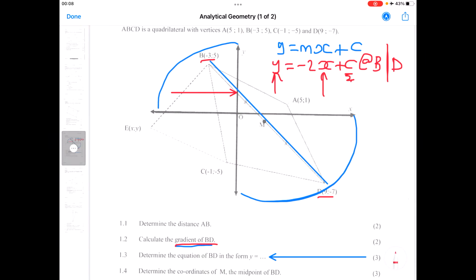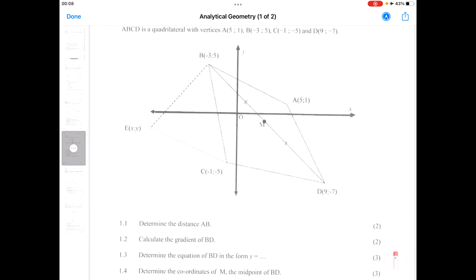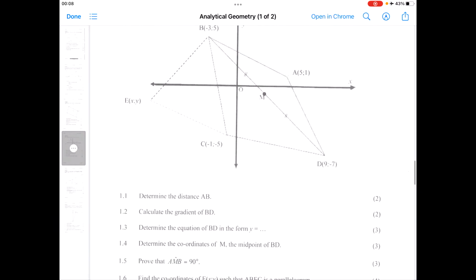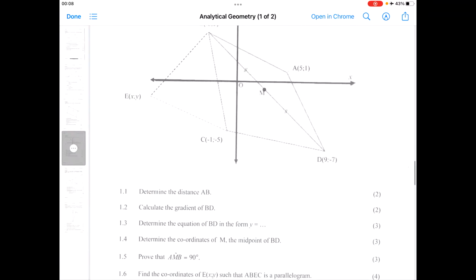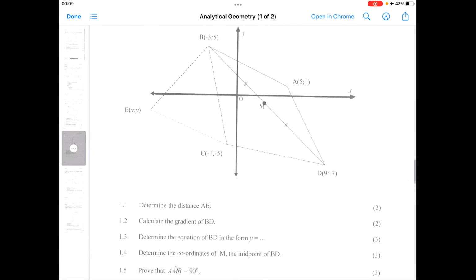So very, very much important, ladies and gentlemen, on that one. Most importantly, as soon as you calculate your c value, make sure that you write the answer in the form of y equals your gradient x plus your c value. I might need to scroll down and then we look at the next question. So it seems like we still have some more questions there, but let me just do that.